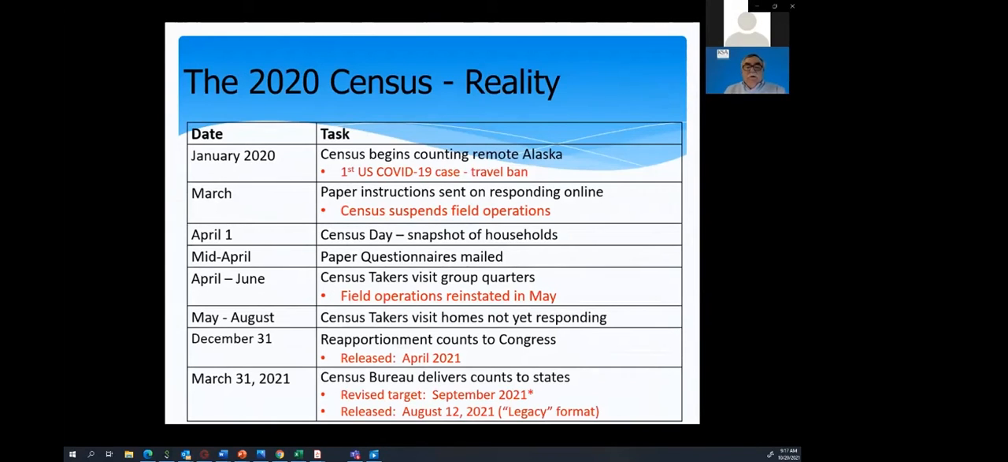Here's what actually happened this past go around, and largely due to the COVID outbreak, things were delayed significantly. The census suspended field operations altogether for a couple of months. The reapportionment counts due at the end of last year were not delivered until April of this year. And the redistricting data due at the end of March of this year was not delivered until mid-August of this year. And then a second set of data, the same numbers, but in a more user-friendly format, was delivered towards the end of September.